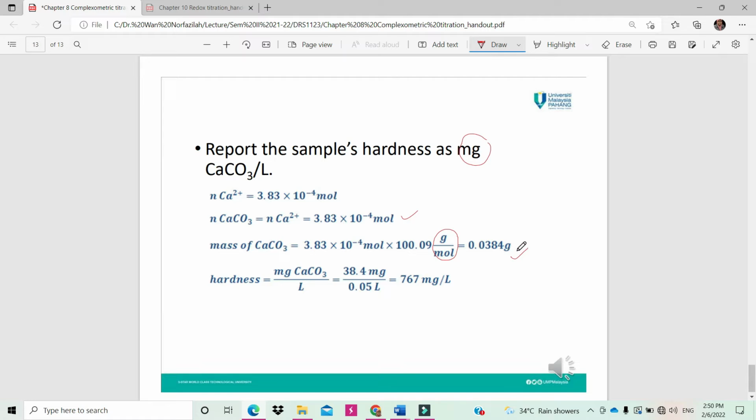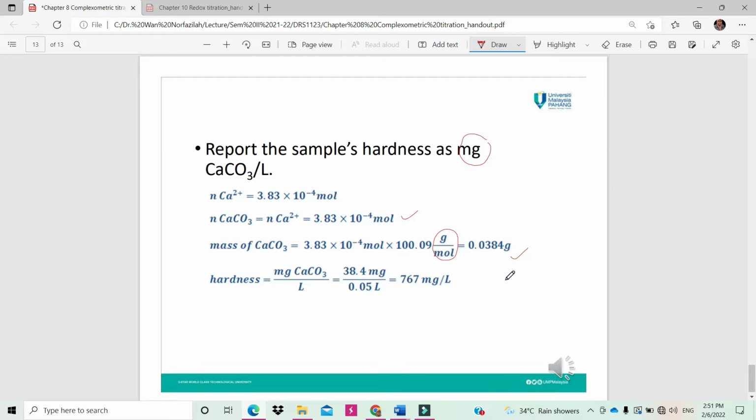Kalau 50 ml sikit kan? Kita ada 0.0384 gram. Kalau kita ada 1 liter, berapa? Okay, so we divide by the volume, we can see that we have 767 milligram in 1 liter of water. Okay, so banyak mana, boleh bayangkanlah 700 milligram. Okay, kalau you ada 1 gallon air, you boleh nampak lah white precipitate of calcium carbonate.